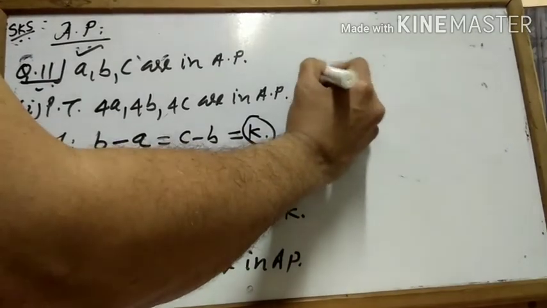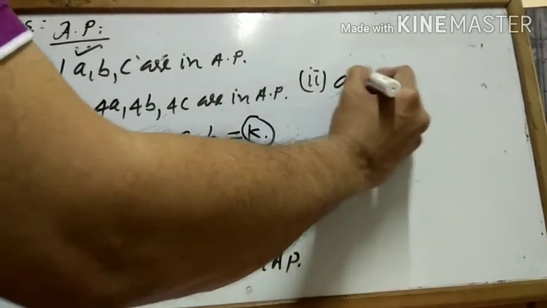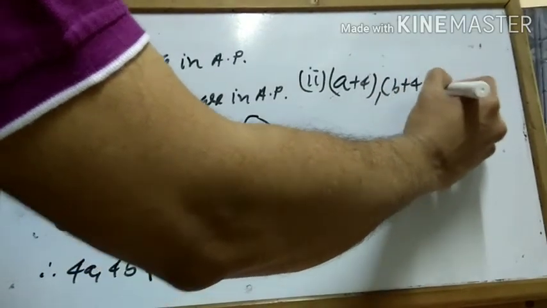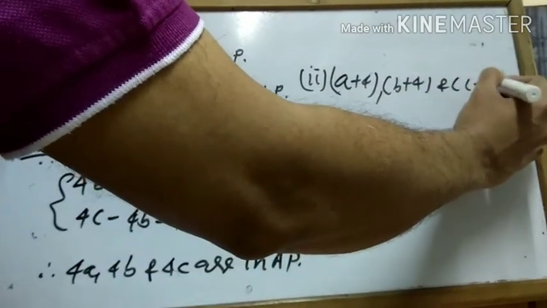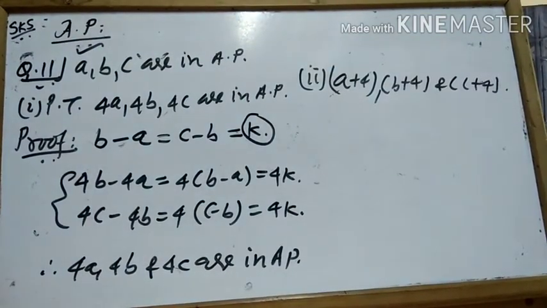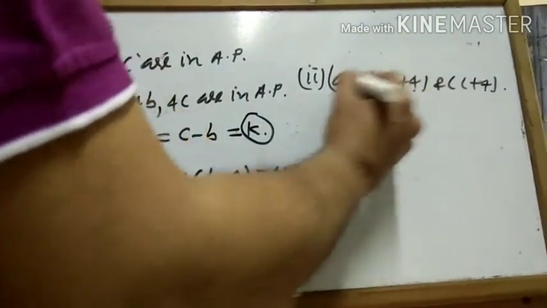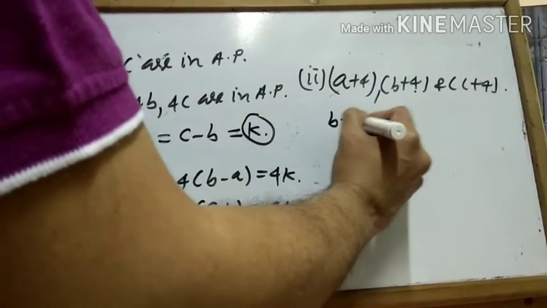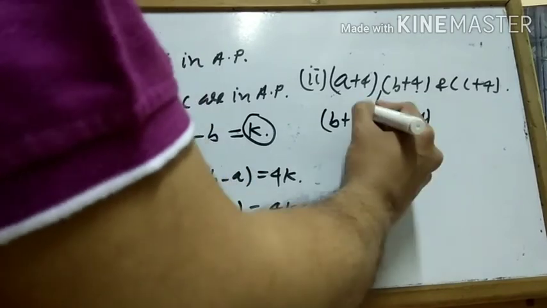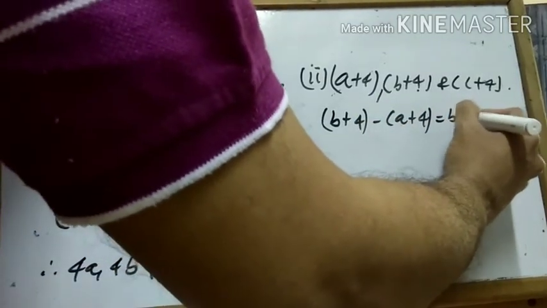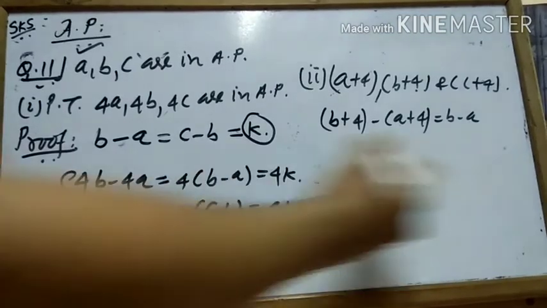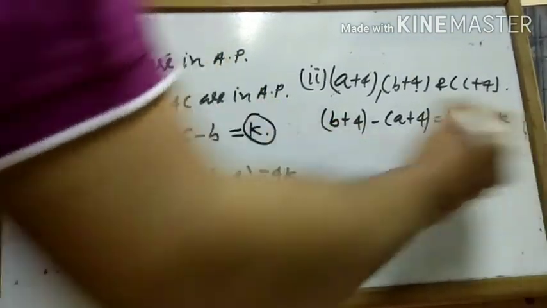They've asked one more sub question: prove that even a plus 4, b plus 4 and c plus 4 are also in AP. Now when I want to prove this, again second term minus first term, that is b plus 4 minus a plus 4. If you look at this, it will be b minus a, plus 4 minus 4 becomes 0. B minus a is k.